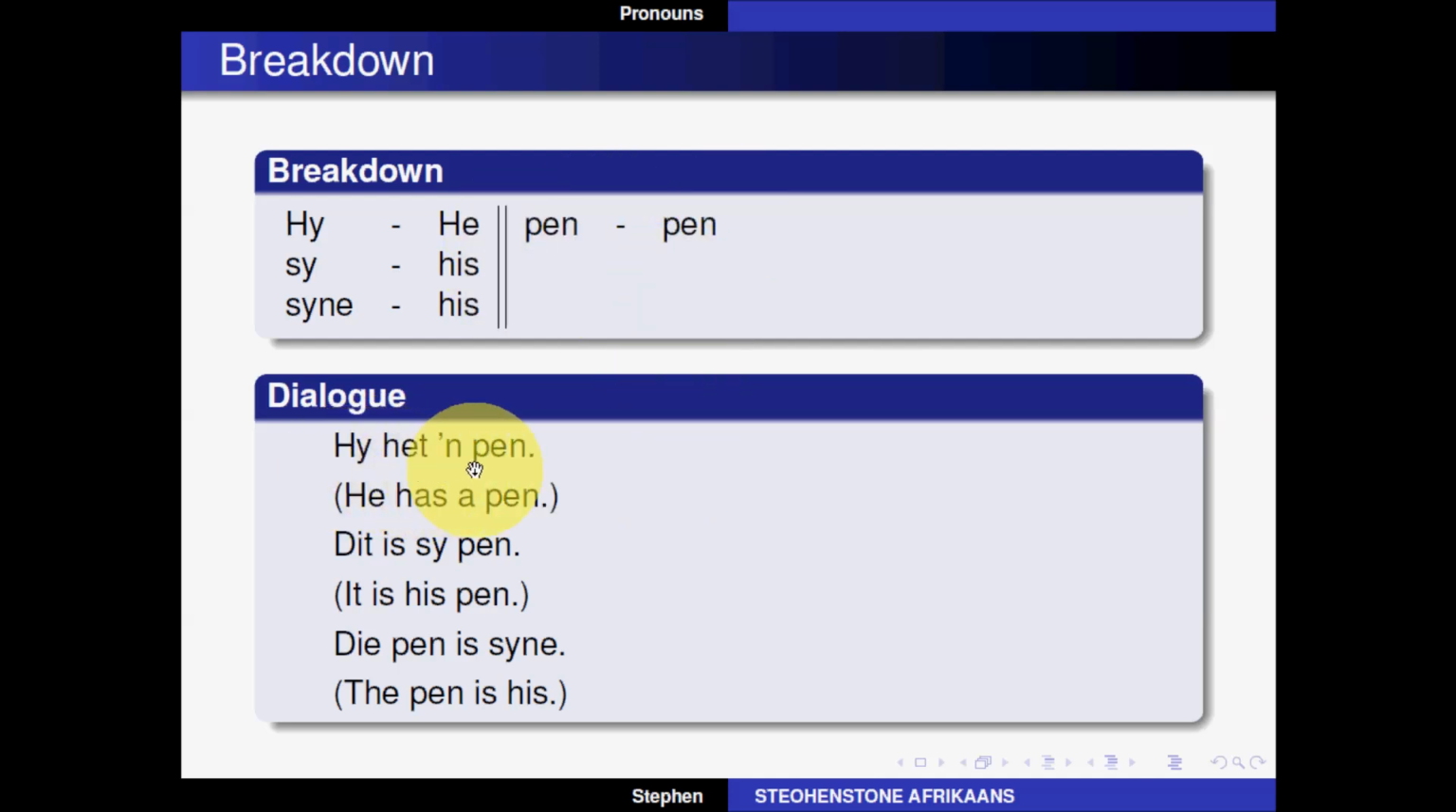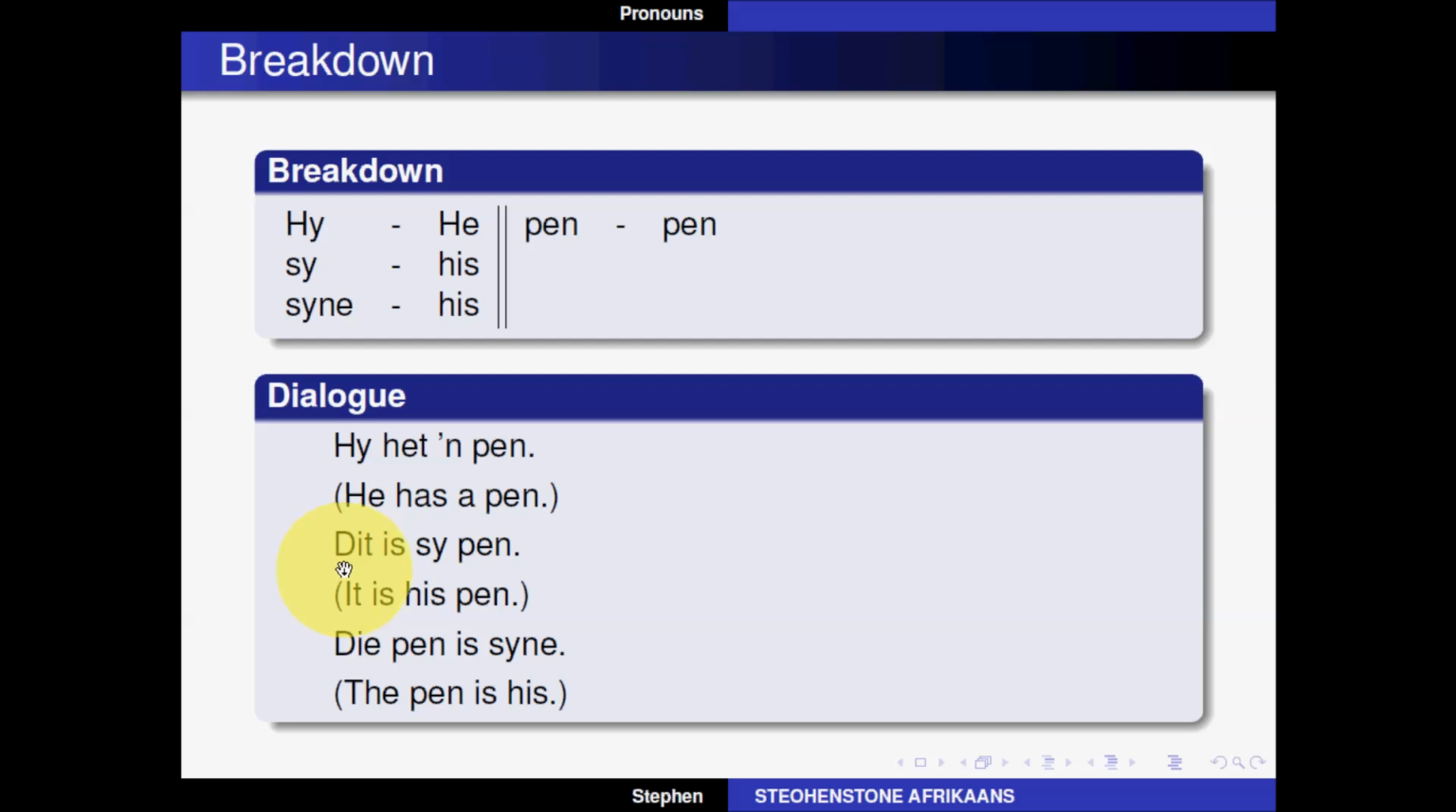Hy het 'n pen. He has a pen. So look at how the verb to have doesn't change as it does in English. It's always het. So in that sense, Afrikaans is pretty simple. The words don't really change as they do in other languages.